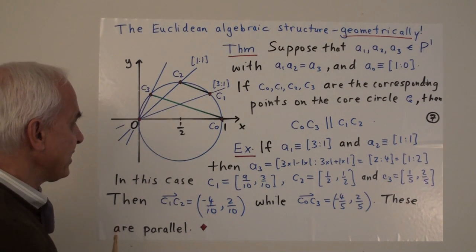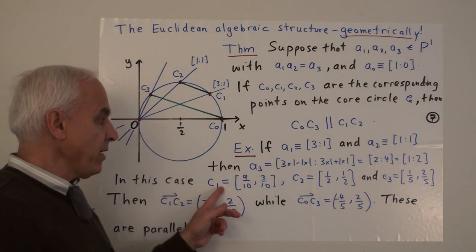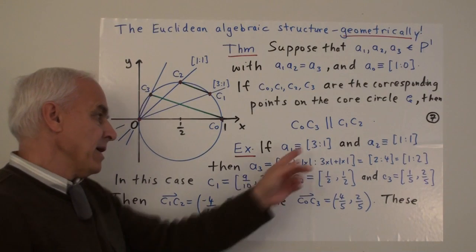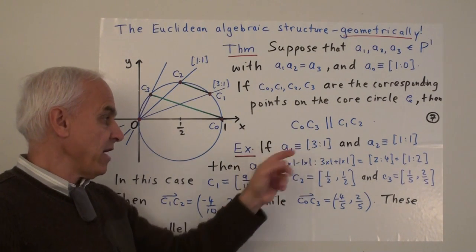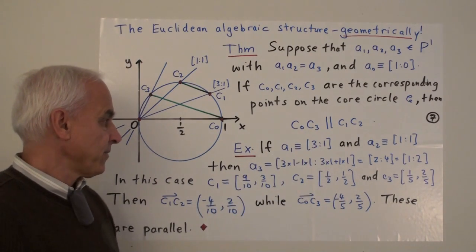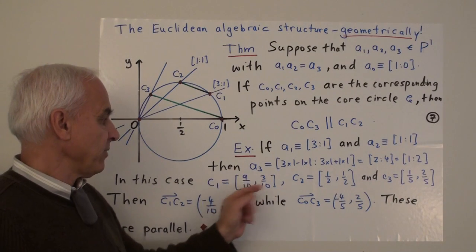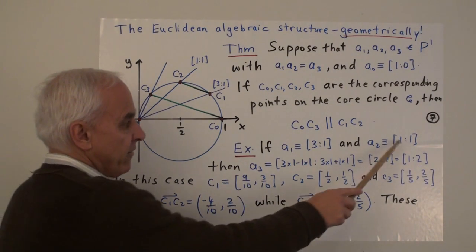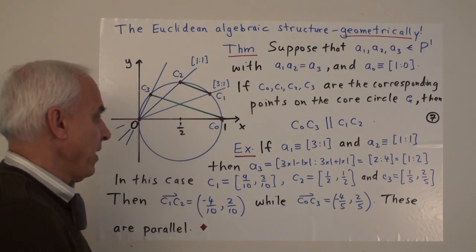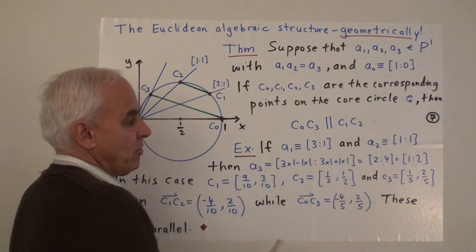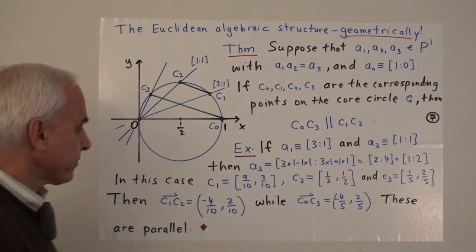Now in this case, the corresponding points on the core circle are: C1, obtained from here by taking both coordinates and multiplying them by 1 over the sum of squares, which is 10. So if we multiply by 3 tenths, we get 9 tenths and 3 tenths. Here we have to multiply by 1 over 2, giving us 1/2, 1/2. And for A3, 1 to 2, we have to multiply by 1/5, giving us 1/5, 2/5.